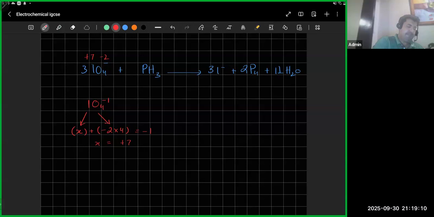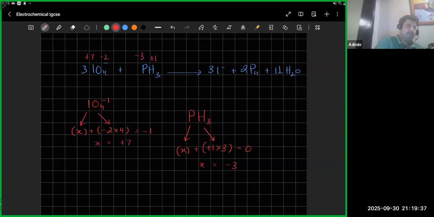Okay, PH3, what is P? Unknown, right? H is 1, that's +1 times 3, right? And it's a neutral molecule, so they should all add up to be equal to 0, right? So X will come out to be -3, right?